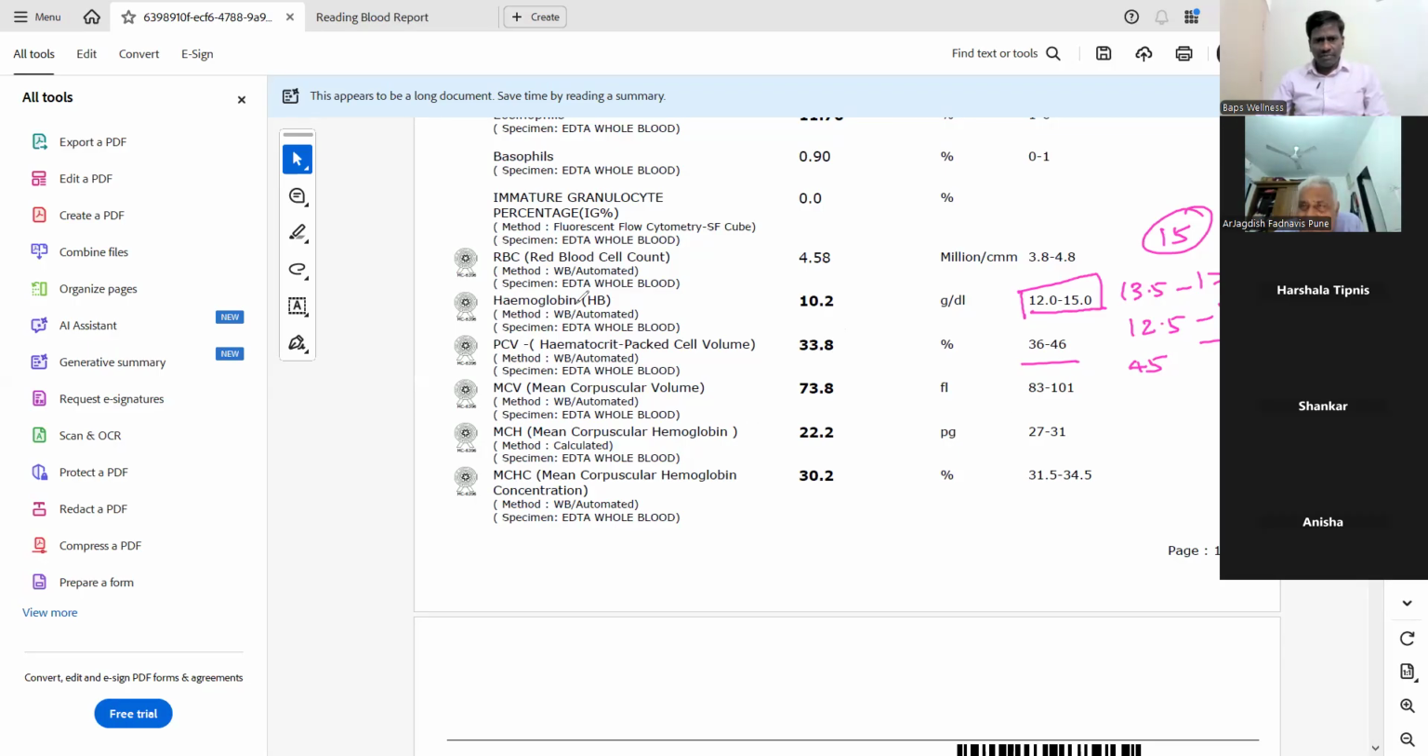Mean corpuscular hemoglobin, if you see in this case, for example, 10.2. Normally we'll say that 10.2 is less than 12. So the patient is anemic. Anemia. But here what we need to see is whether the number of RBCs are less. What is the issue? Whether the number of RBCs are less or number is okay, in each cell, the hemoglobin concentration.